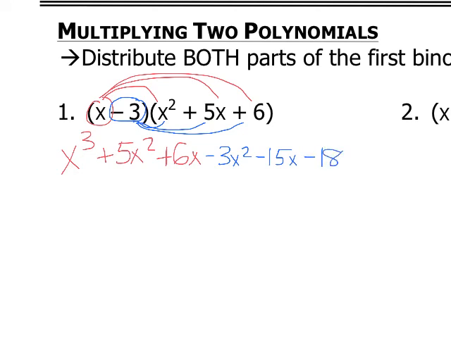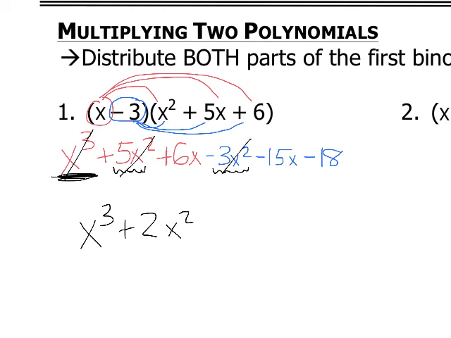Now, like I said, the hardest part here is going back and combining like terms. So be careful. If you need to mark stuff out as you go, mark stuff out as you go. So I have an x to the third. Is there anything else to add with that? No, so x to the third comes down. I'm marking it out. Then I have squares. So I have 5x squared and negative 3x squared. So 5 minus 3 is plus 2x squared. Done and done. Then I have x's. So plus 6x and minus 15x would be negative 9x. Done and done. And then I just have this lonely old minus 18 back here.